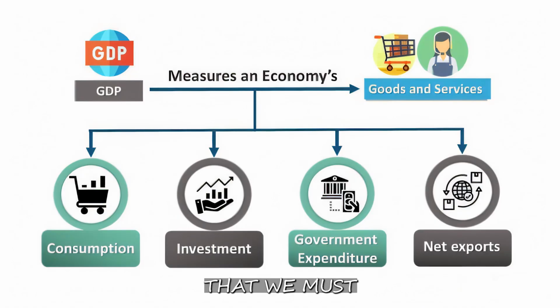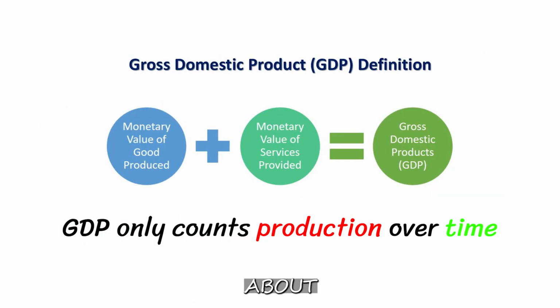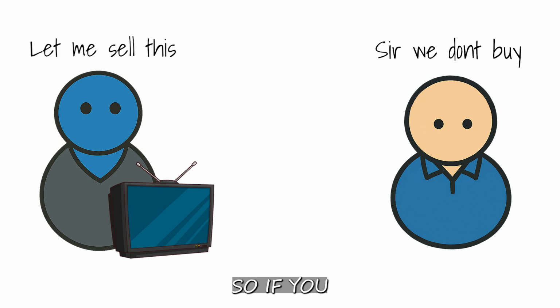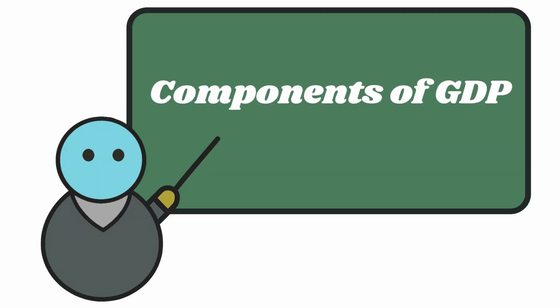One more thing that we must point out when it comes to GDP is that, just as we hinted earlier, GDP is only bothered about the goods and services that were produced within a certain period of time. So if you sell an old TV, it won't factor into a country's GDP in the present because it was produced in the past.